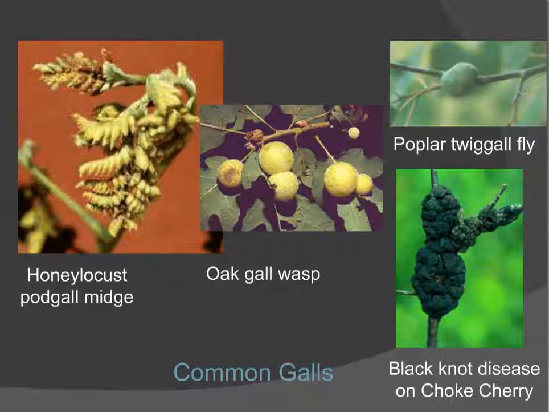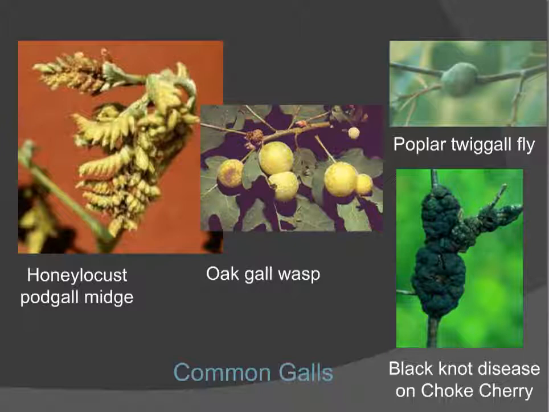This is a small aphid-like insect that creates a gall with the leaves, so you've got these little pods on your honey locust. Oak gall wasp, you get the little balls on the leaves and the twigs. Poplar twig gall fly, generally on poplars, you get this round sort of growth on the branches and the twigs. All three of those are insect related, and then the black knot disease on chokecherry is a disease, so it's fungus related.